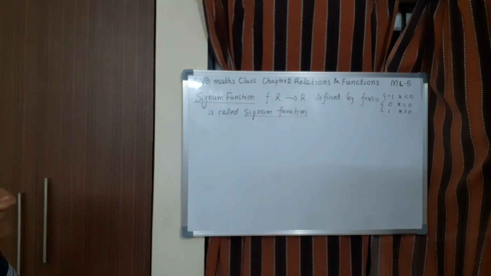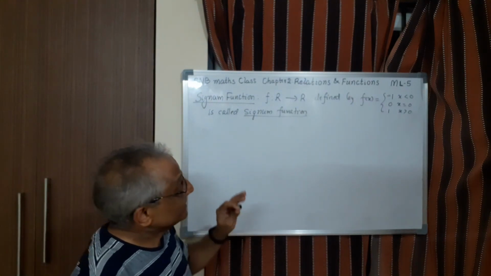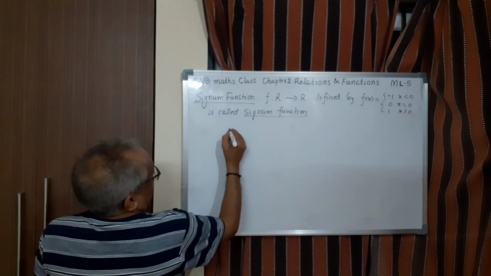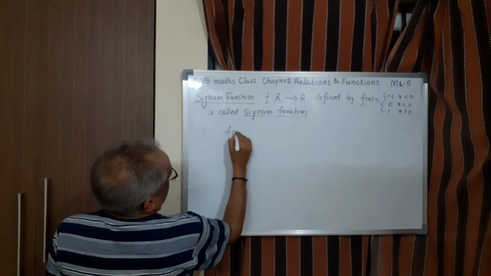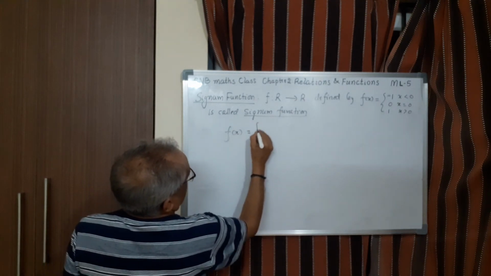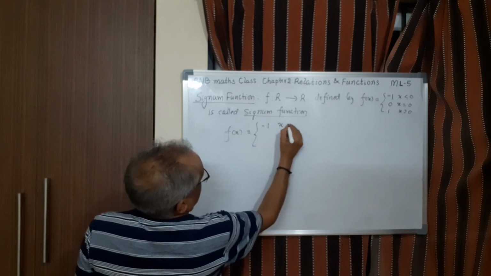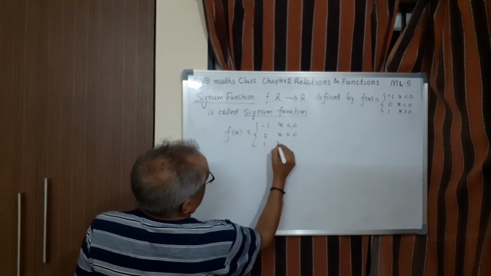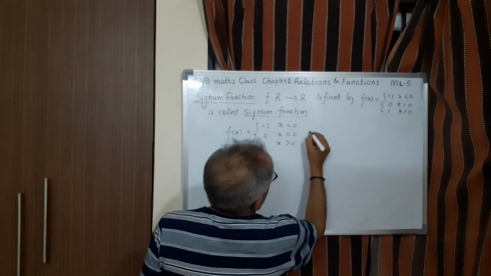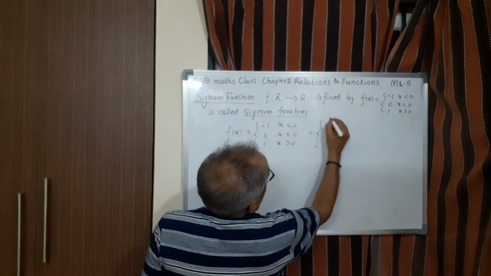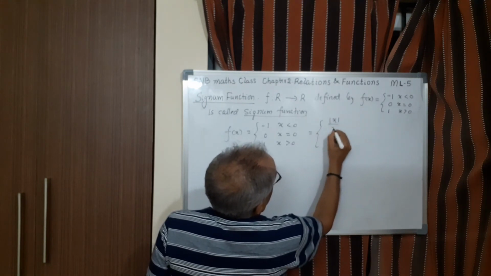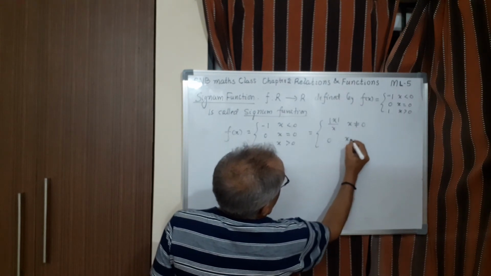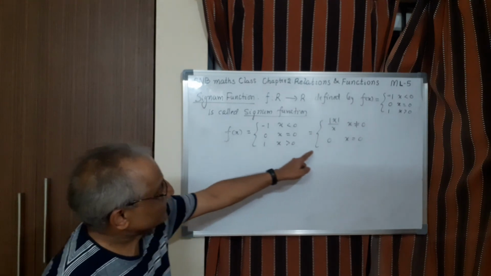There is another interesting thing. A signum function can also be expressed in terms of the absolute value or modulus function. See, f of x is by definition minus 1 for x negative, 0 for x equal to 0, 1 for x positive. See, this can also be written like this: mod x by x for x not equal to 0, and 0 for x equal to 0. Why are these two one and the same?